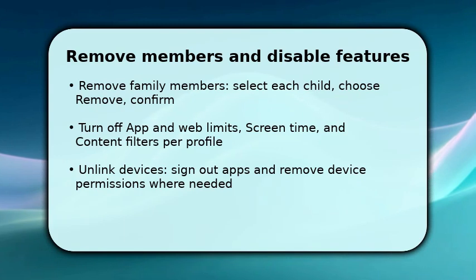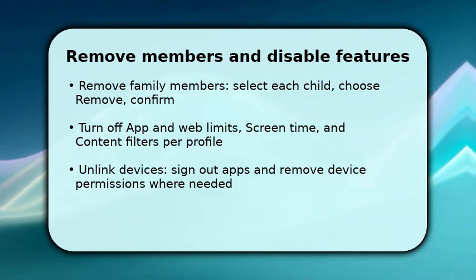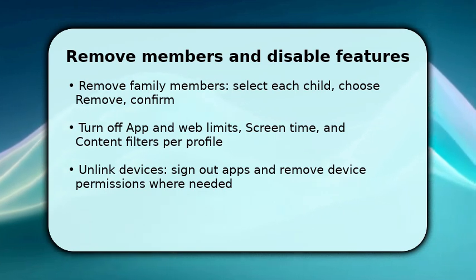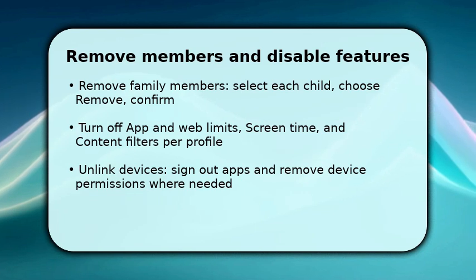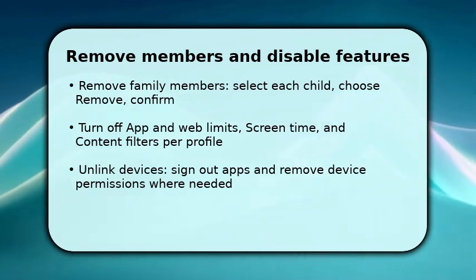Now you remove members and disable protection features. Go into your family group, select a child profile, and use Remove or Manage to turn off limits. This stops enforcement on their account. Make sure to disable screen time, content filters, and app restrictions individually because they persist until cleared.